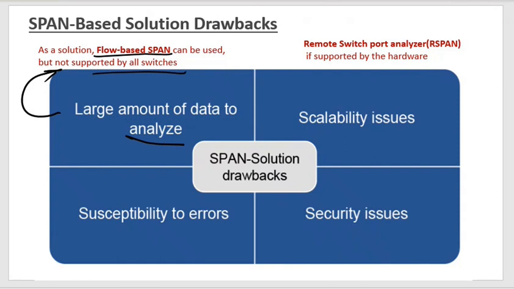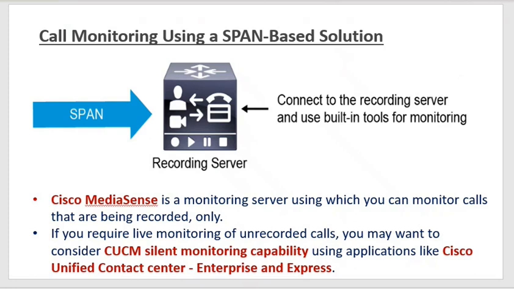For the scalability issue, we can use remote switch port analyzer called RSPAN. But only if it is supported by the hardware. So again, not all switches support RSPAN. So that's why now we have a recording server that can be used. Call monitoring using SPAN-based solution. It connects to the recording server and uses built-in tools for monitoring. Cisco Media Sense is the monitoring server, using which you can monitor calls that are being recorded only.